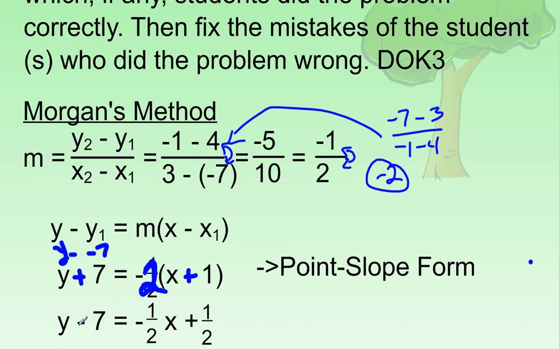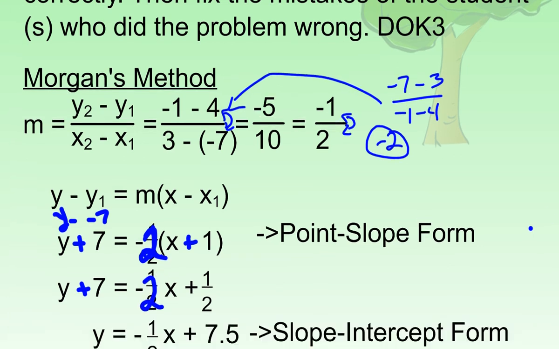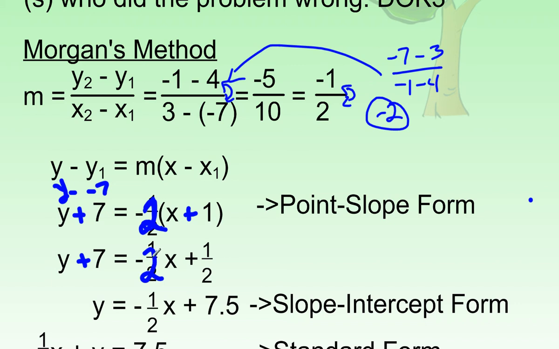So this would be a plus, and this would still be a 2. And now, when we distribute, negative 2 times x is negative 2x, negative 2 times 1 would be a negative 2. So that would be a negative 2.